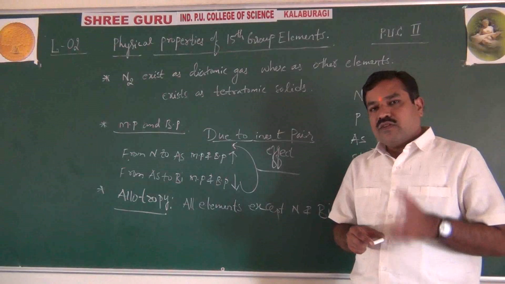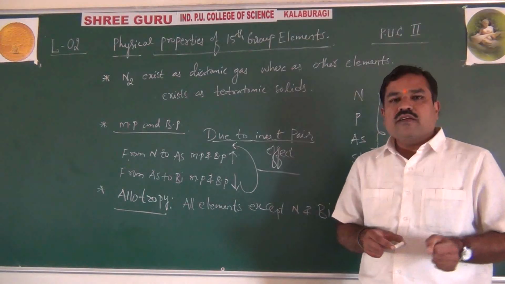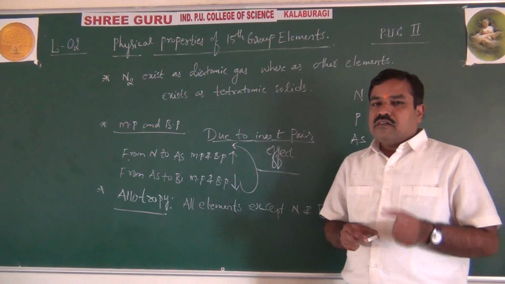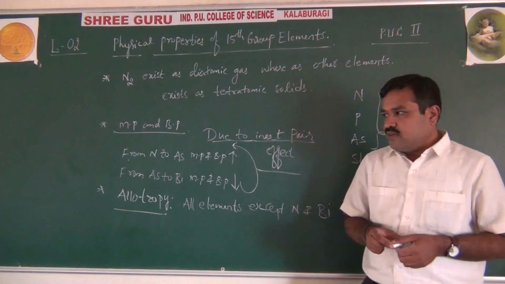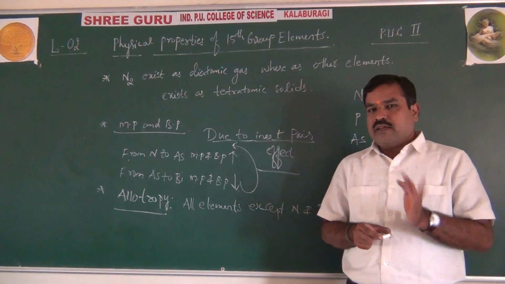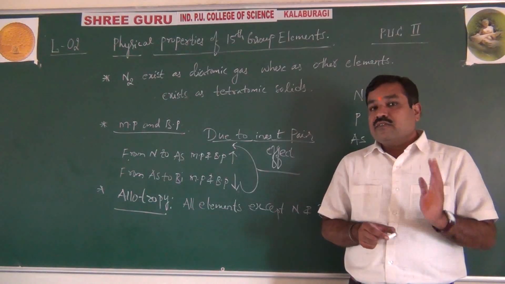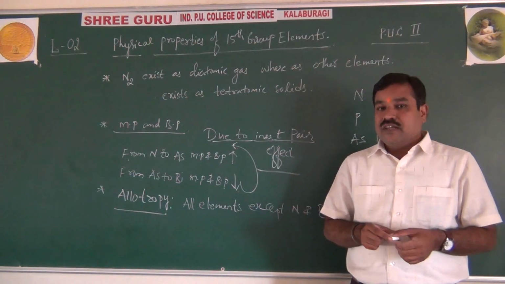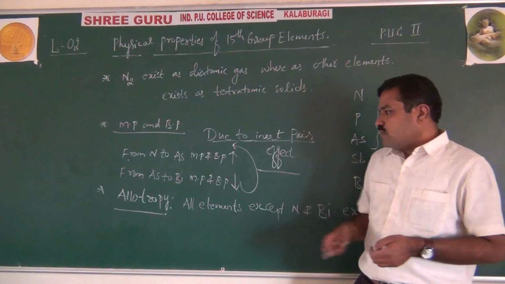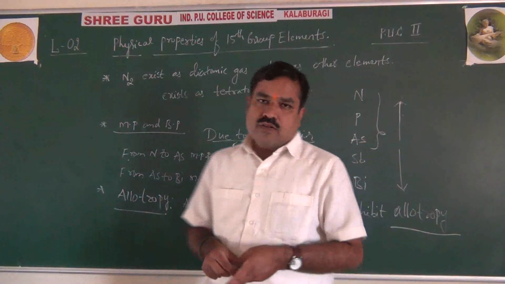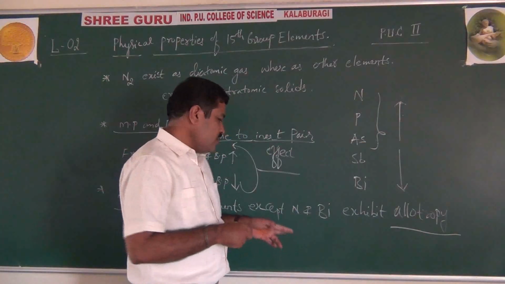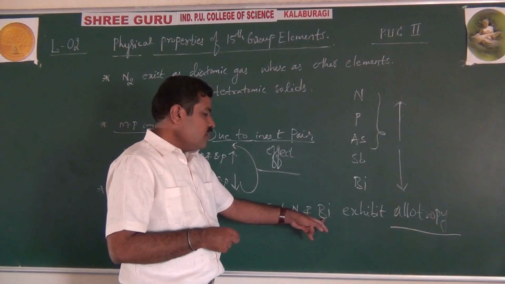In the last year in the PUC group elements, I studied allotropes of carbon, that is diamond, graphite and fullerenes. Diamond can be converted to graphite, and graphite can be interconverted into diamond, but at a definite transition temperature. That's what an allotrope is. That means nitrogen never exhibits allotropic property, even bismuth also.